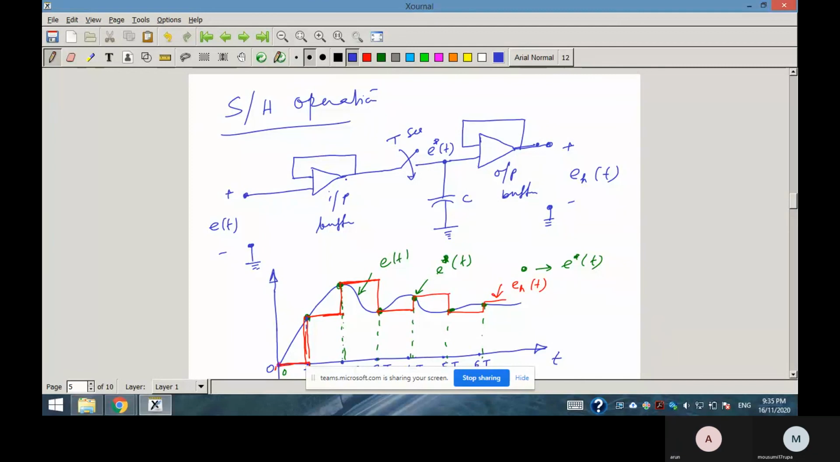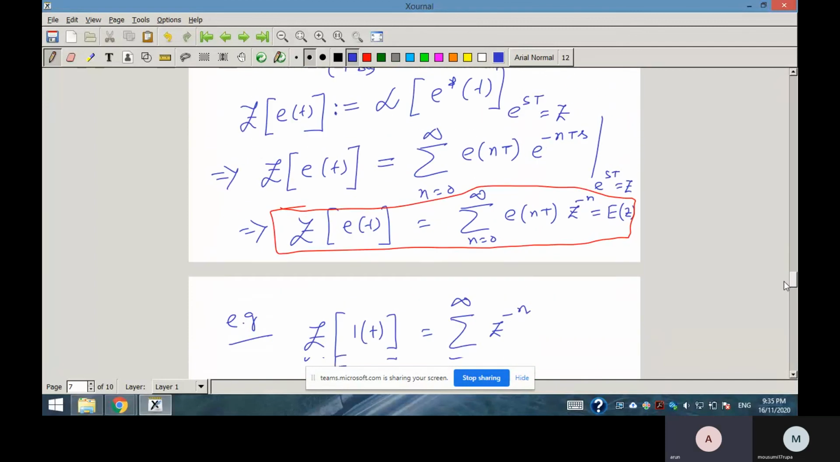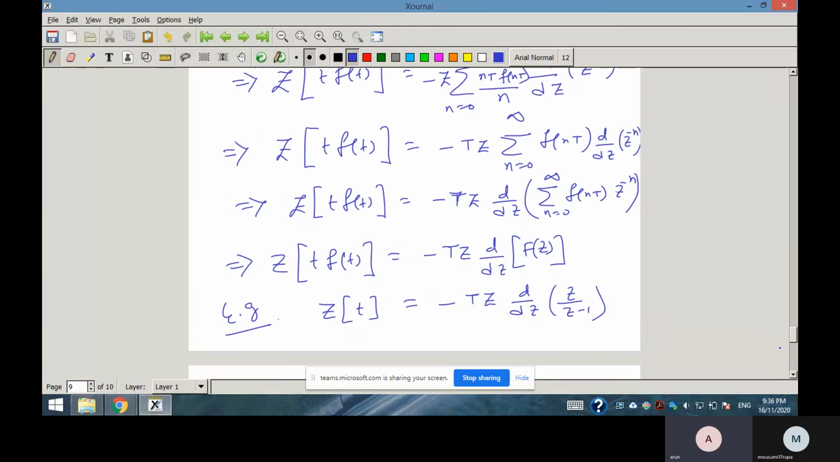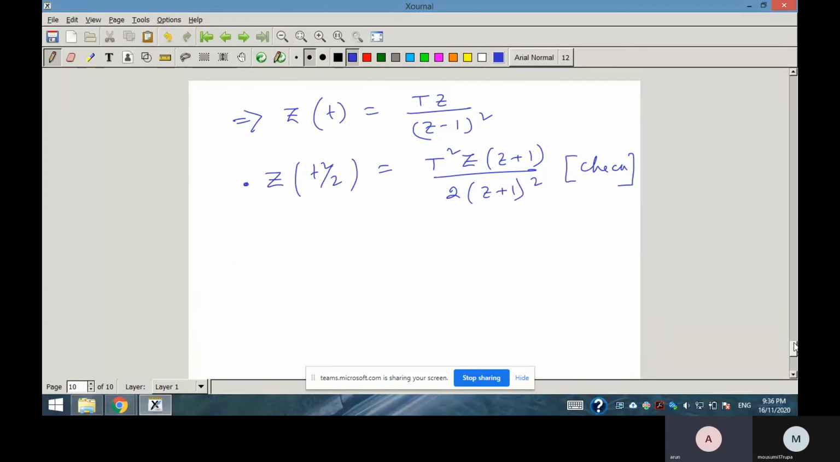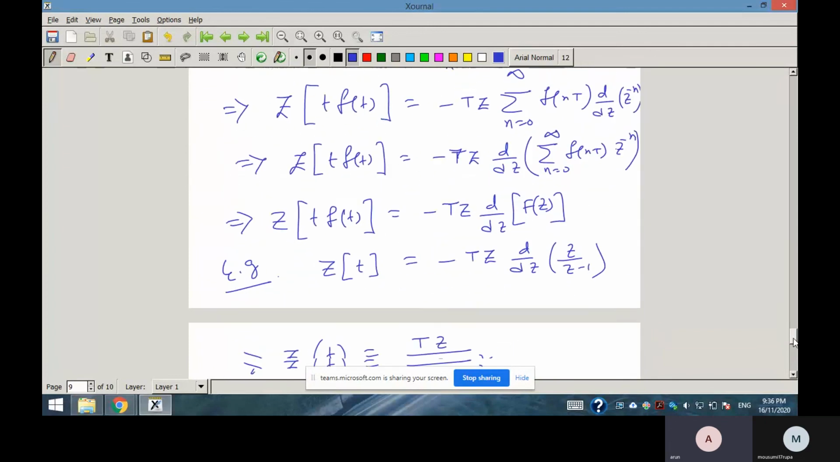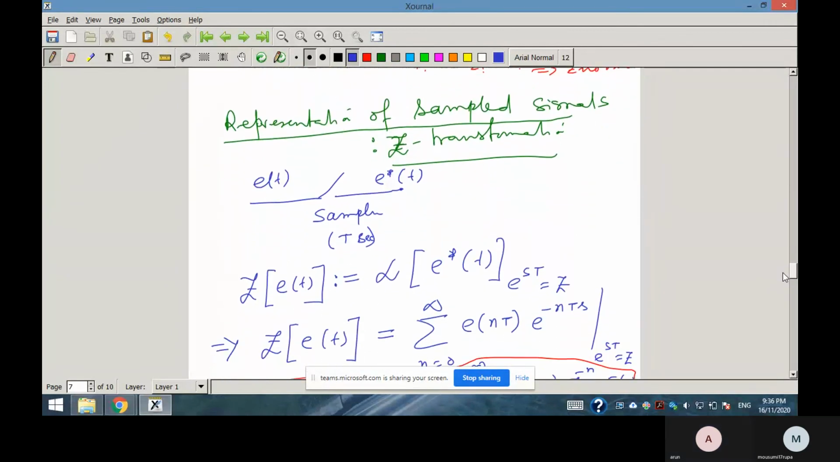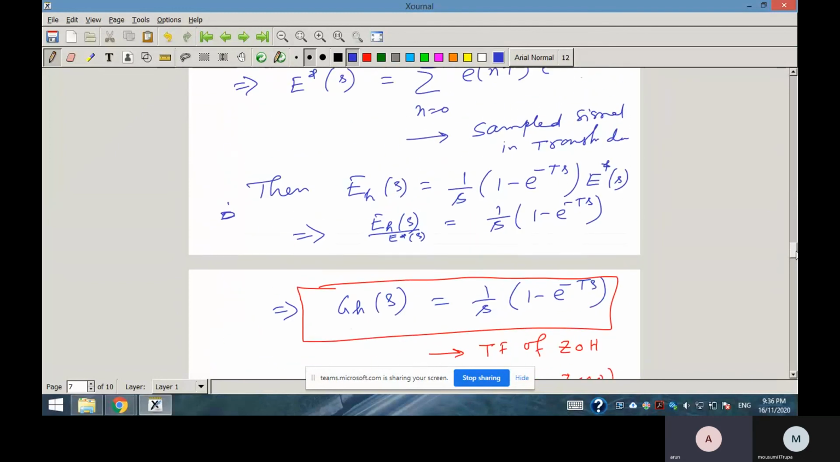Okay. I think it is fine. In the next class we will continue other things. Now I have shown how to represent a signal using the Z transform. Now we will see, if a sampler along with the system is there, then how will you analyze that using the Z transform. So the Z transform of a system we have to understand.